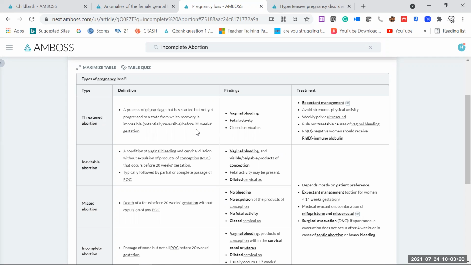Now, avoid strenuous physical activity. With weekly pelvic ultrasound we are going to rule out treatable causes of vaginal bleeding. If the patient is Rh negative, of course we are going to give anti-D to the patient.